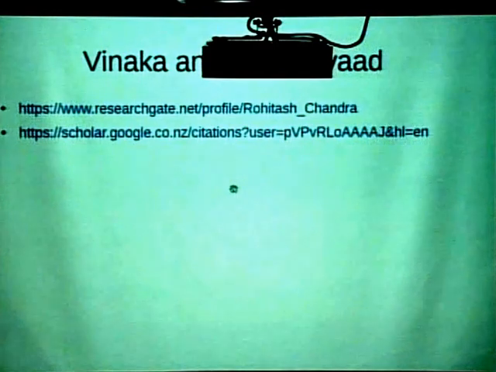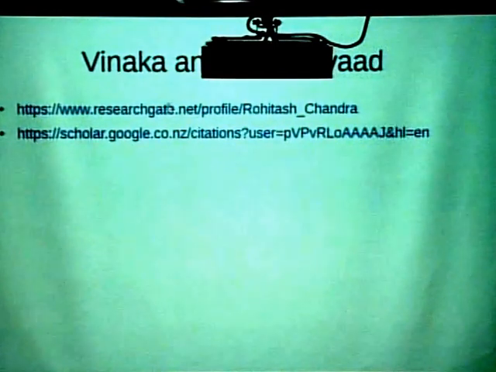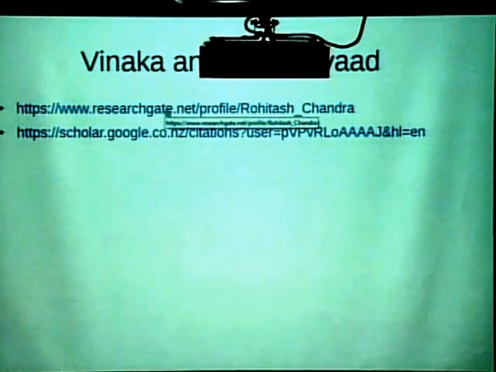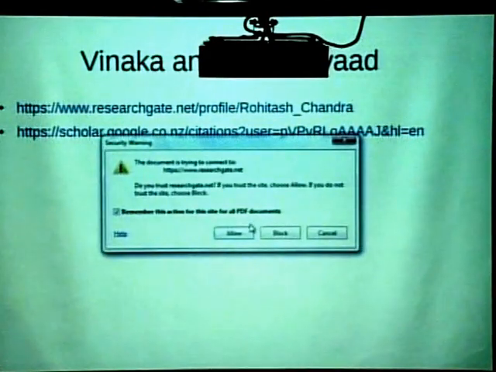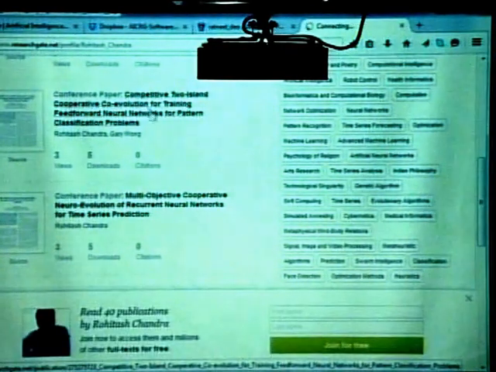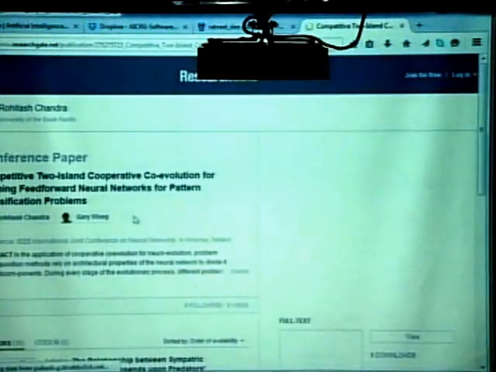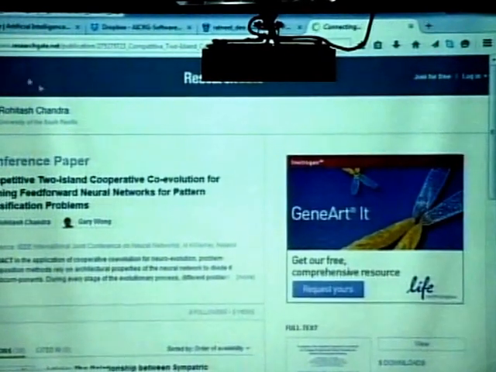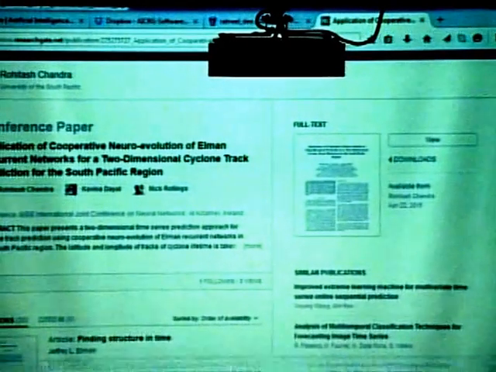And basically, if you would like to see some of these papers or read my papers, just join ResearchGate, and you can download all my papers there. So the papers, for example, on pattern classification, or even those papers that are going to be presented at the conference, they're going to be there. So you can easily download them.